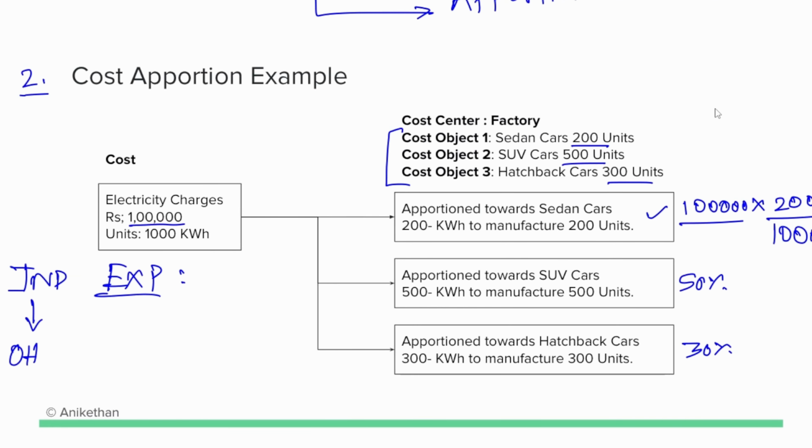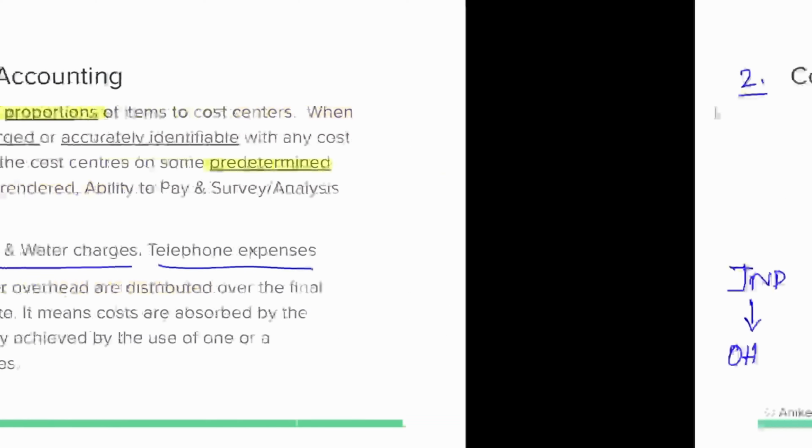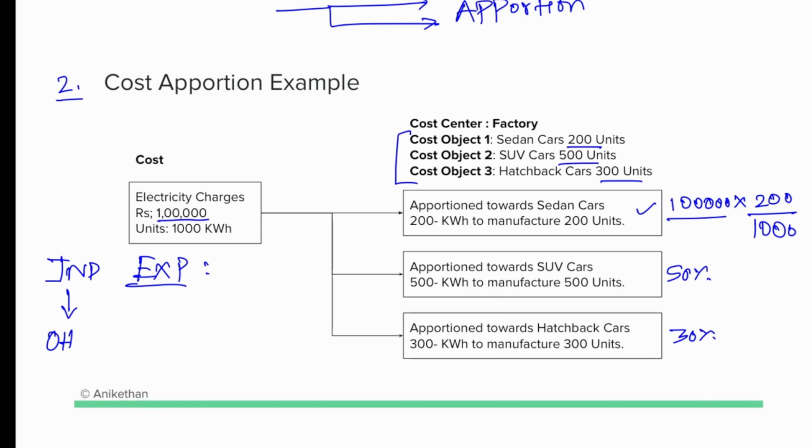Then next is cost absorption. What is cost absorption? Now you have apportioned or allocated the cost. It has to be charged to each product. How will it be charged to each product? Here for 200 cars, you have charged 20,000 rupees, correct? That means per car you have to convert. That will be cost absorption. 20,000 rupees divided by 200 will be 100 per car. So that is your cost absorption.